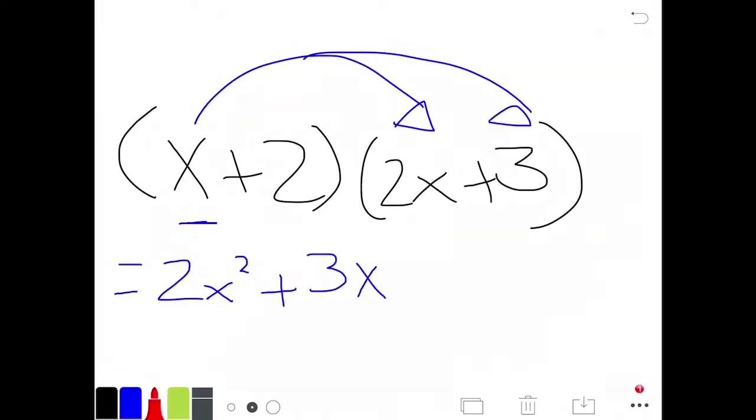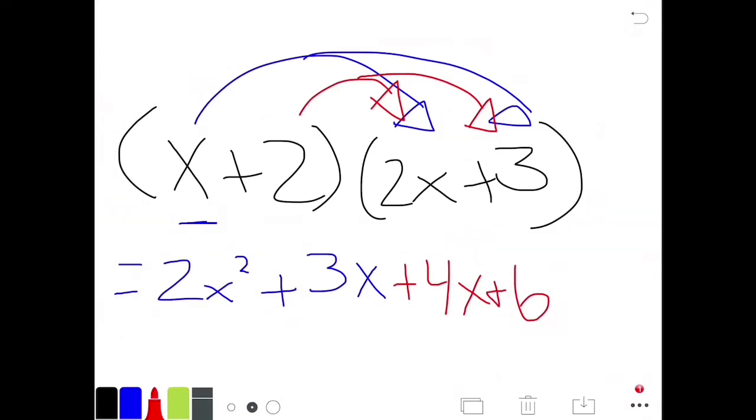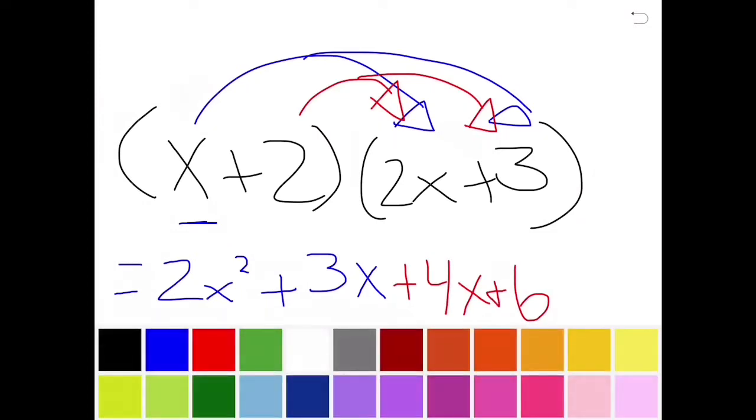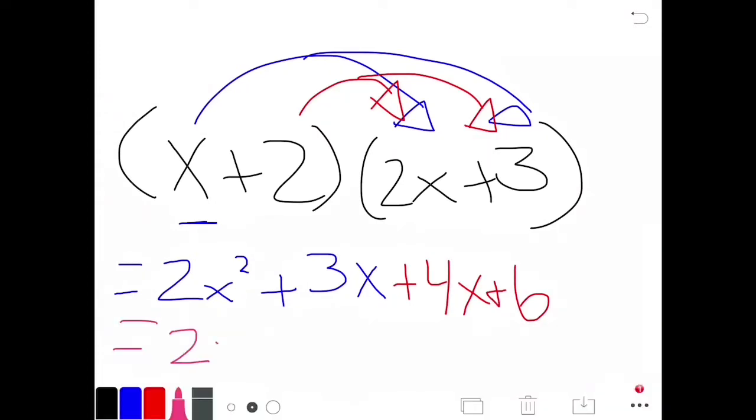3x. Now you're going to multiply the second term in the first bracket by the inner term in this bracket. You're going to get 4x. Now you're going to multiply the last term, 6, positive 6. Now you're going to collect terms so that everything is together, and this is going to give you 2x to the power of 2 plus 7x, because you add these together, plus 6.